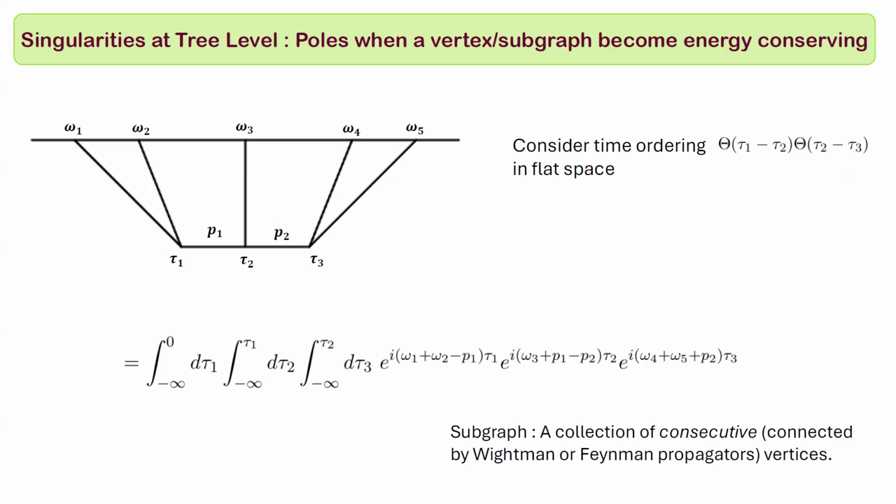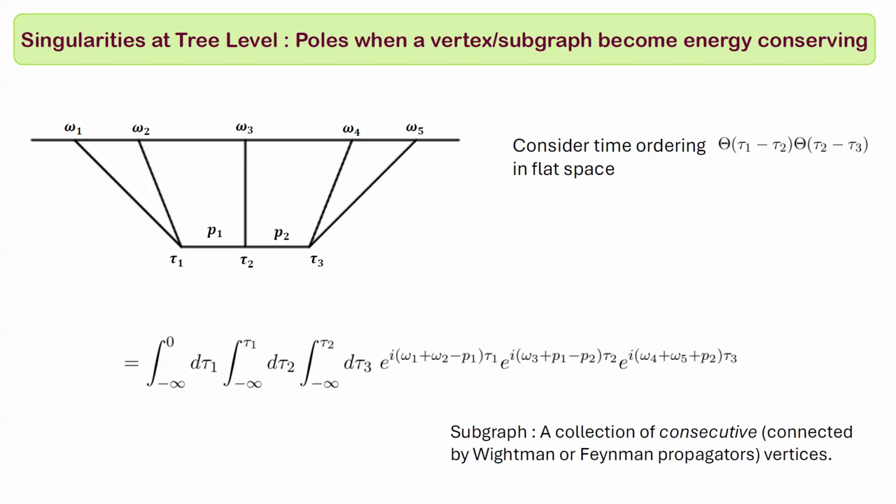Now, since these bulk-to-bulk propagators come with theta functions, you will produce all possible time orderings. Let's just consider one in flat space because computations are simple. Let's consider the time ordering tau1 greater than tau2 greater than tau3. The modes are simple in flat space, just exponential functions. And so this two-exchange diagram is just this integral over here.